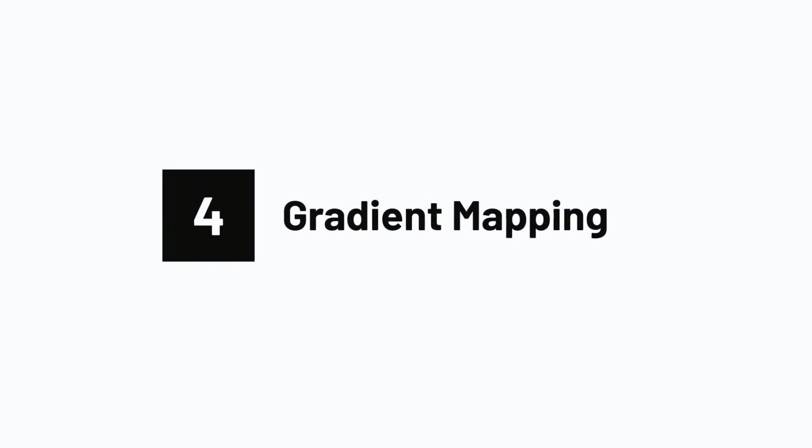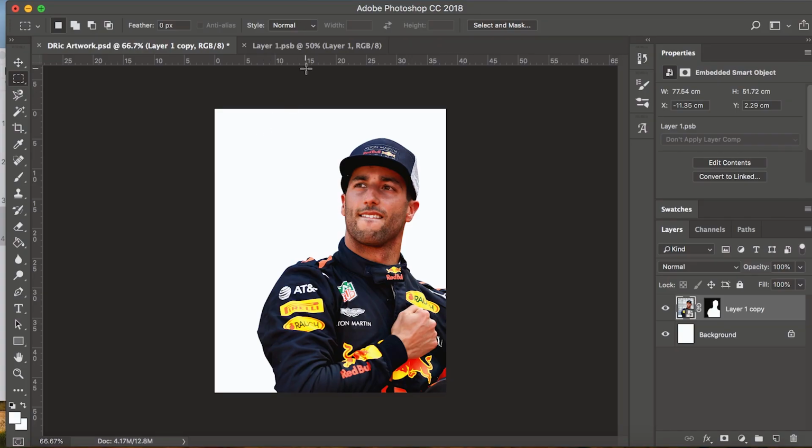So tip number 4 is quite a specific one, fairly recently discovered, which is used by quite a lot of media outlets, and it's just a nice way of putting some kind of effect on an image. Now, cut out Daniel Ricciardo on the white background.